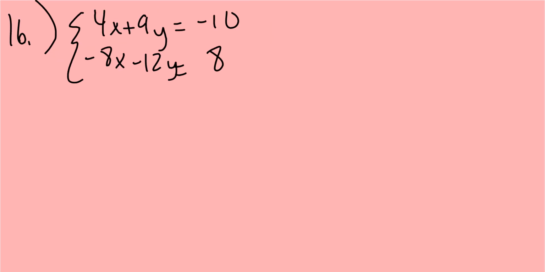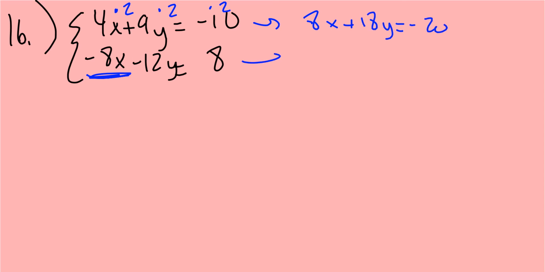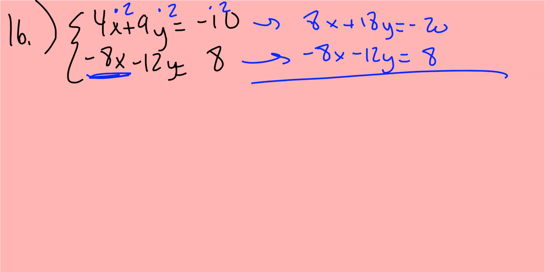Alright, 16. I'm going to multiply the top by 2 because I want the x's to cancel. And if I had 4x and I turned it into 8x, it would cancel. So the top becomes 8x plus 18y equals negative 20. The bottom's going to stay the same, so it becomes 8x minus 12y equals 8. Now I'm going to add vertically. X's cancel. I end up with 6y equals negative 12. Divide both sides by 6.